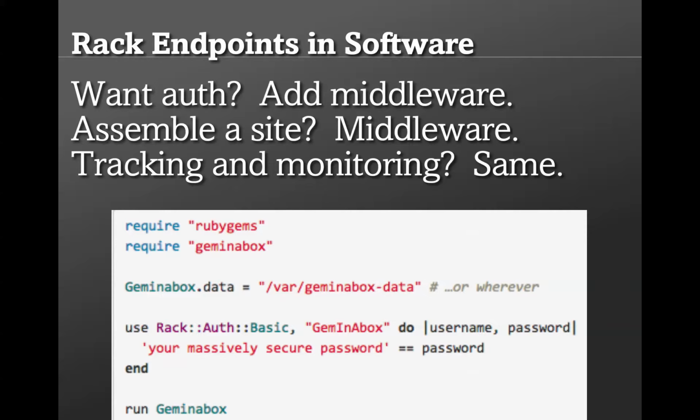So, we'll look quickly at exactly that. Here is Gem-in-a-Box, and you'll see that you require it as a gem. You set its settings there with gem-in-a-box.data equals, and then by using the Rack authentication basic, that's HTTP basic authentication, you can set up, there we are, in that case it's hard-coding the password as your massively secure password. I recommend you change it. And then by running the endpoint, we've made sure that we have the basic authentication around the Gem-in-a-Box endpoint, again the gem server that you want to secure.